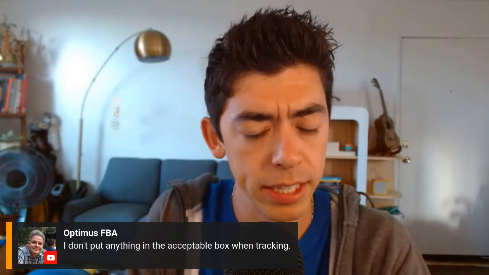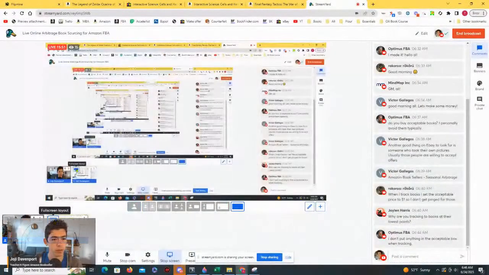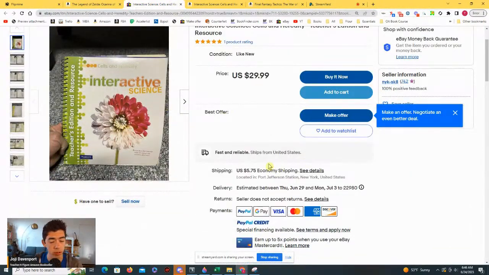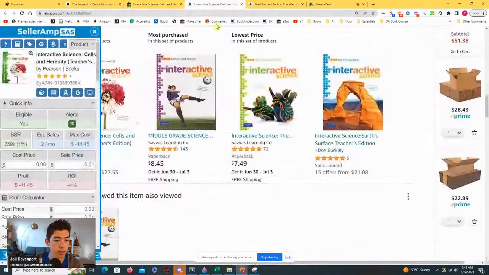Optimus says, I don't put anything in the acceptable box when tracking. Yeah, I think that's kind of what we were just doing right there, I think. So very cool. We have this interactive science book. We can pick it up for about $35 here over on Amazon.